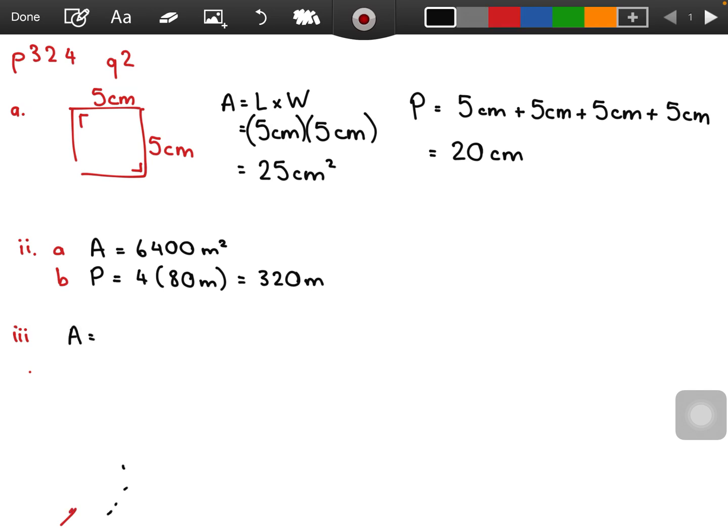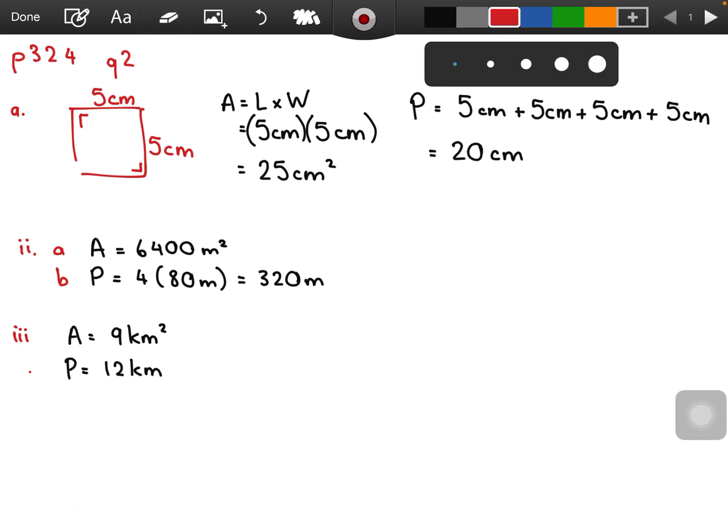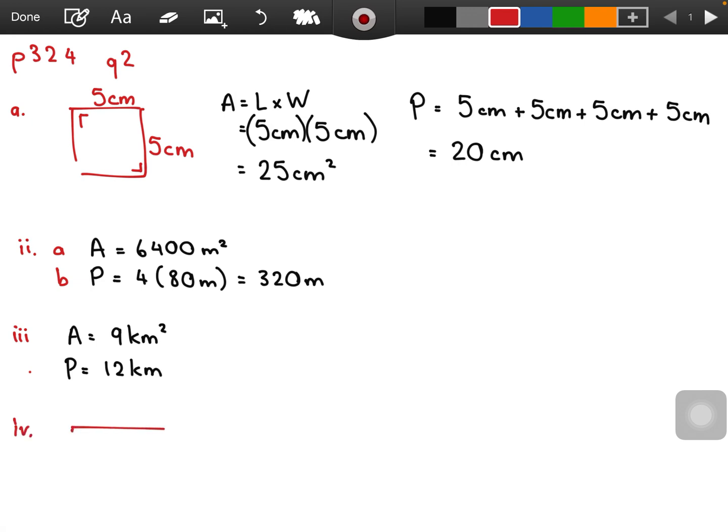For part 3 then, my area there is going to be 3 kilometers times 3 kilometers, so I'm going to get 9 kilometers squared. And my perimeter, I have to walk the sides 3 kilometers, 3 kilometers, 3 kilometers, and 3 kilometers. So I'm going to have 12 kilometers to walk the whole way around the outsides.